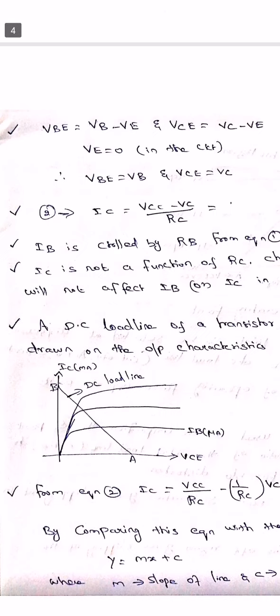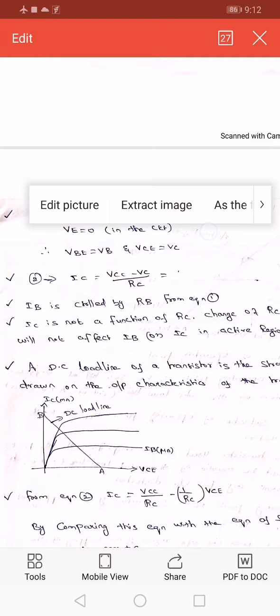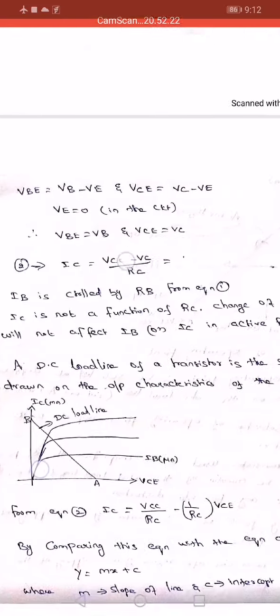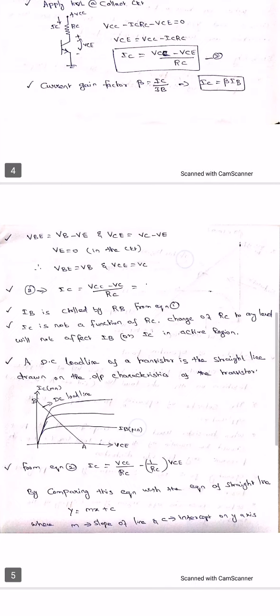Likewise, in equation 2, IC is not a function of RC because the IC current is 0. If we choose any value of RC, whether a high collector resistance or a low collector resistance, it is not possible to change the collector current because VC is equal to VCC. So here the collector current is not dependent on RC, it's not a function of RC.